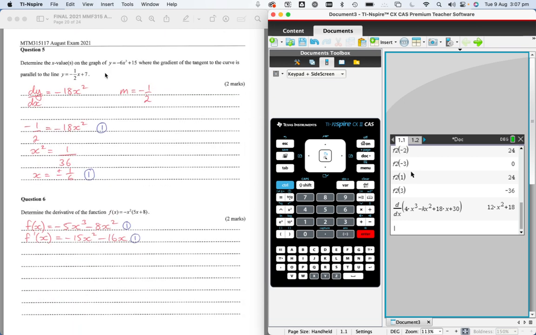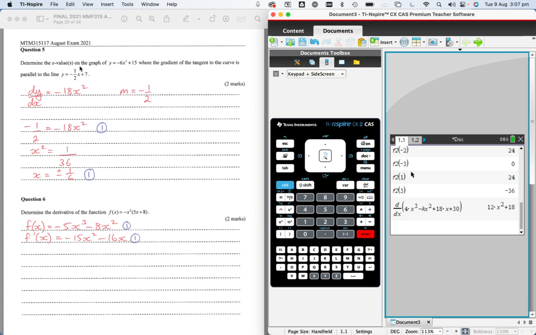This one here, determine the x values of the graph y equals -6x cubed plus 15, where the gradient of the tangent is parallel to the line. So you need to know that parallel means the gradient of this will be the same as the gradient of this at that point, which we don't know yet.